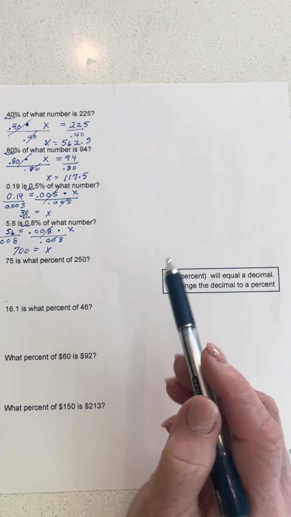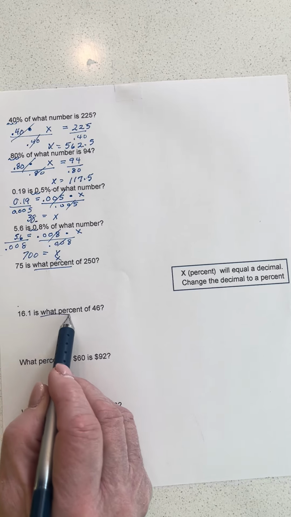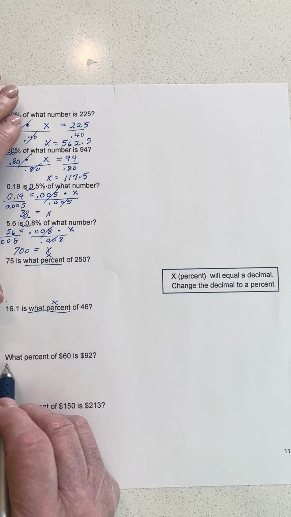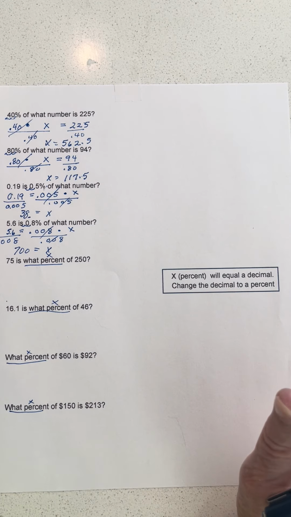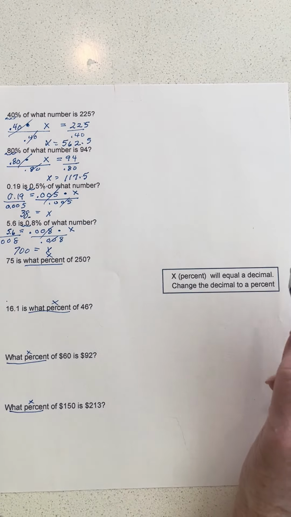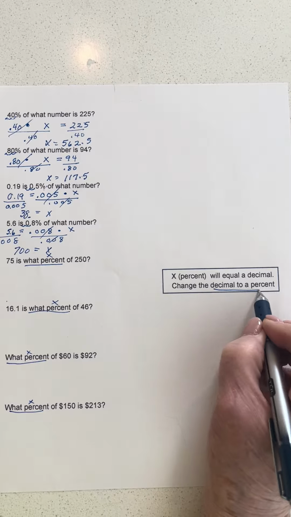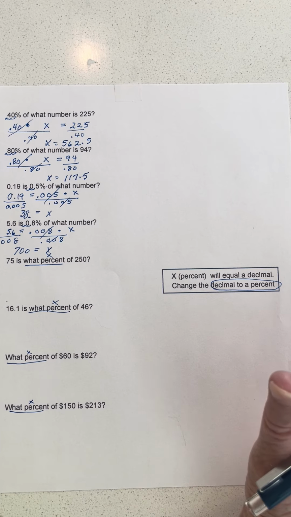If you are looking for x, which you are here, you're looking for what percent. When you get your answer, after you solve the proportion, you're going to have to change the decimal to a percent. Because that's what you would do if you knew the percent. You would change it to a decimal in the equation.